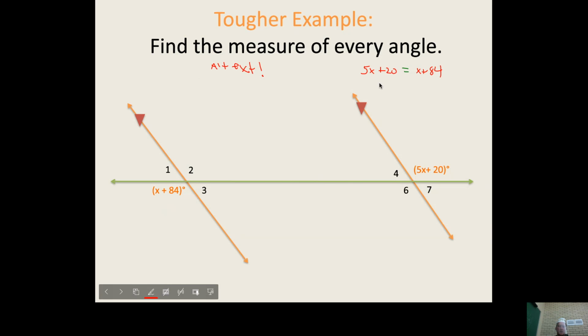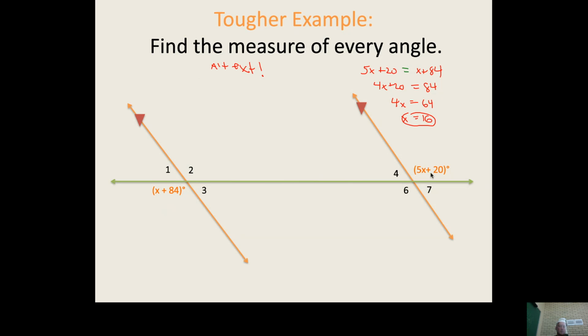Next thing we'll do is solve for x. So subtract x from both sides. We'll subtract 20 from both sides. Then we'll divide by 4. We found the value of x.